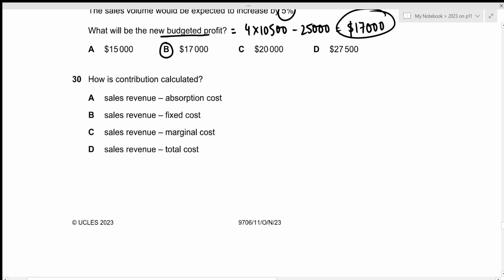Now for the 30th question, how is contribution calculated? So the contribution is basically the sales minus all of our variable costs. So this is the answer we're looking for. And in this case, we have absorption cost. So again, remember that the categorization of our cost as variable and fixed is done under marginal costing, right? So the variable cost can also be considered to be our marginal cost. So we're looking at sales minus marginal cost, which is given in option C.